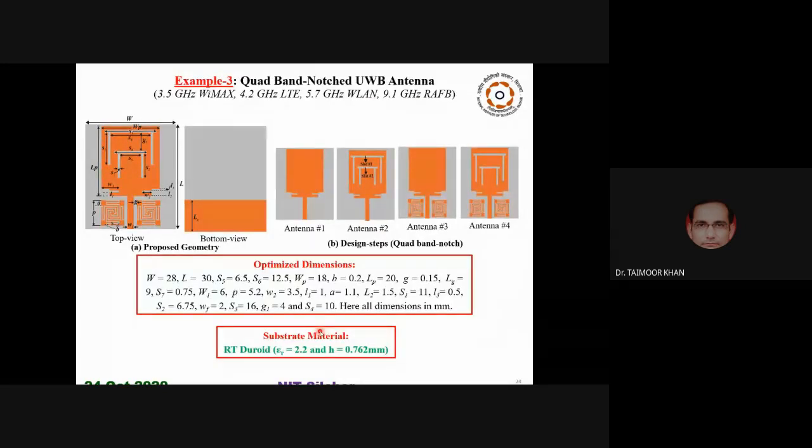Then come to the quad band notched ultra wideband antenna using slots and EBG unit cells. Here the design is different: two pie-shaped slots are used for creating a dual band. Then one pair of EBG unit cells is used for creating the other two bands of notched frequency. Here the dielectric material is RT/duroid with thickness 0.762. The EBG unit cell is the same thing.